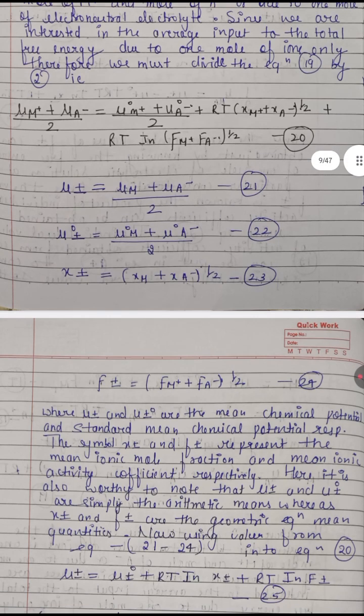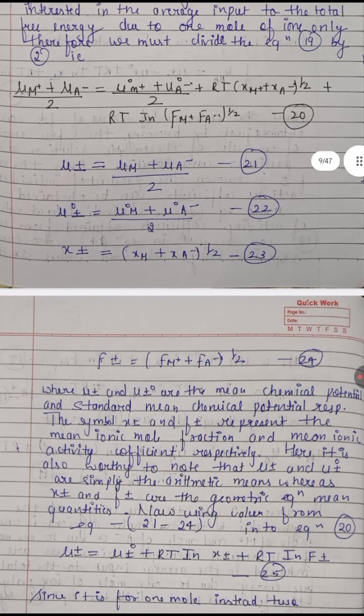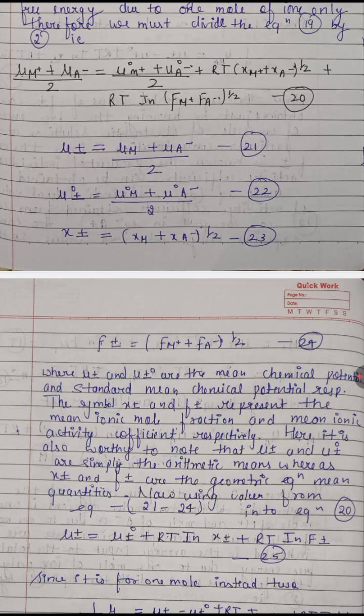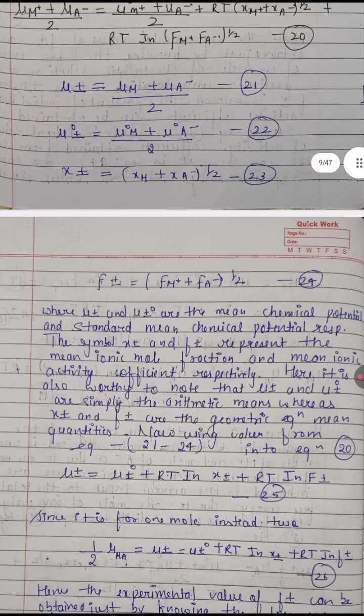Since we are interested in the average input to the total free energy due to 1 mole of ion only, we must divide equation 19 by 2, that is, (mu_M + mu_A^-)/2 equals (mu°_M + mu°_A^-)/2 plus RT ln (x_M x_A^-)^(1/2) plus RT ln (f_M f_A^-)^(1/2), equation 20.